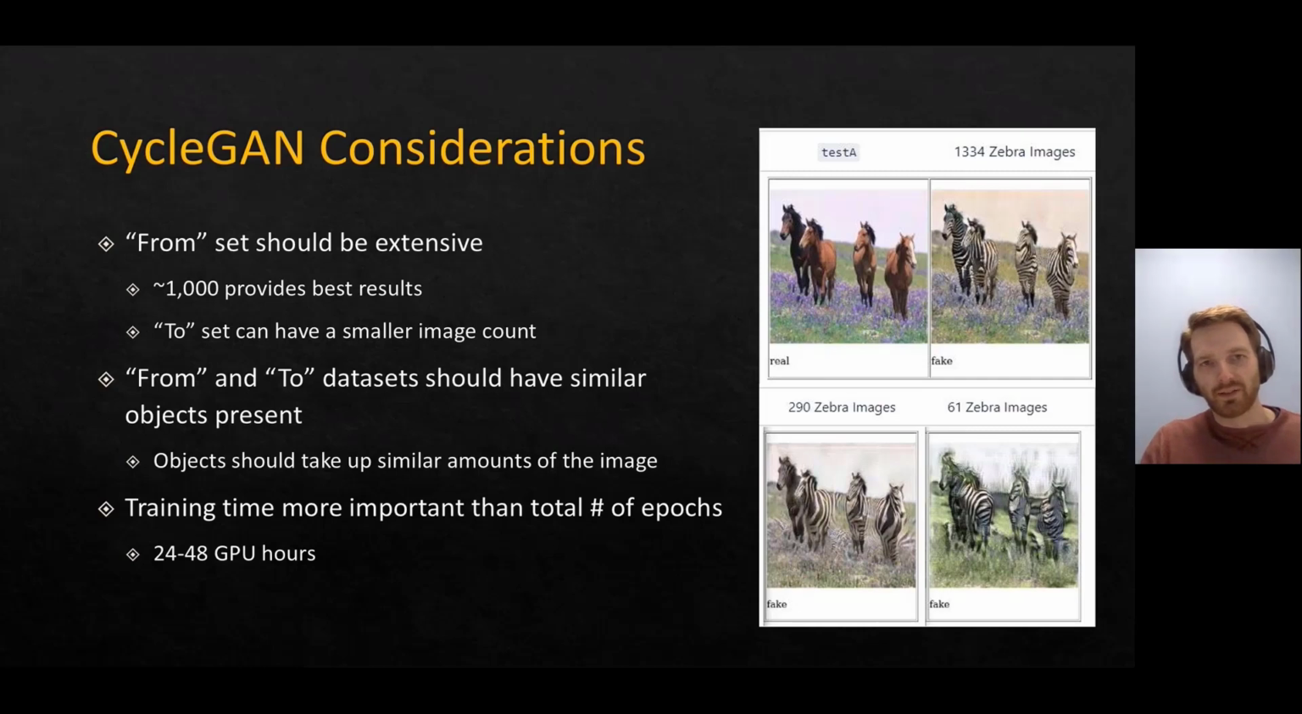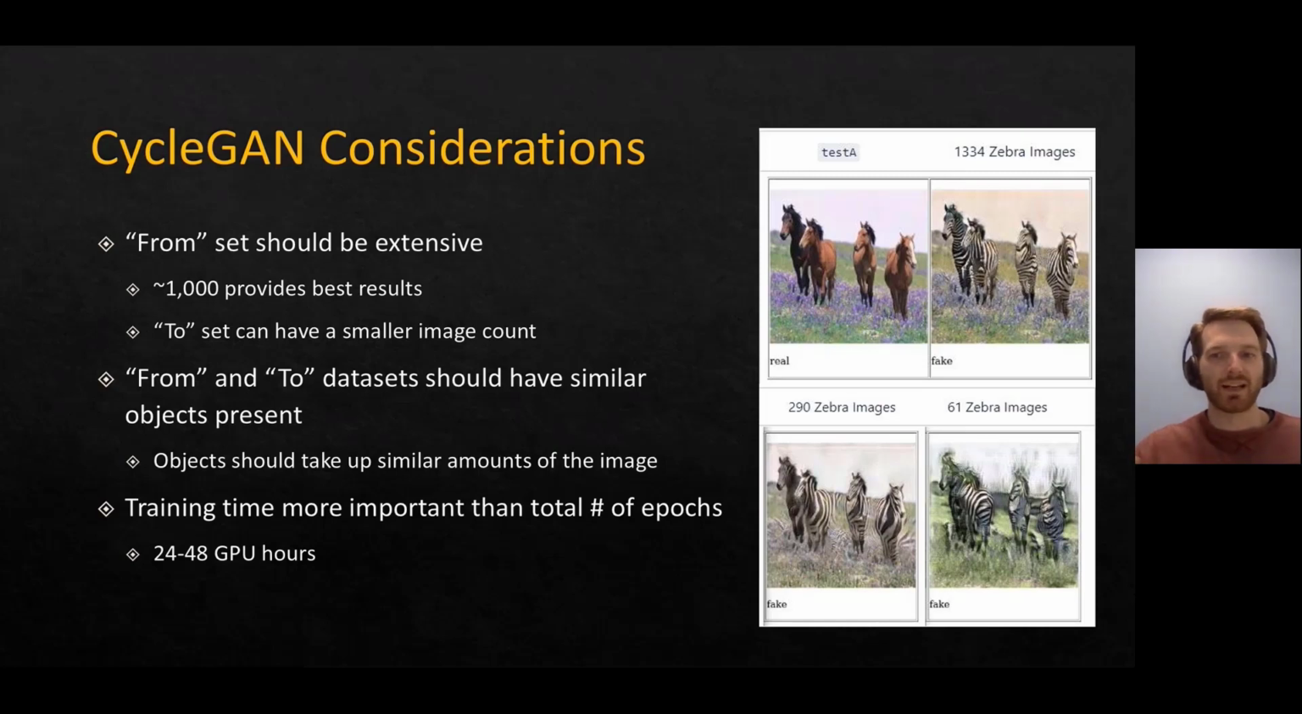And similarly, you want to make sure that the from and the to sets of datasets have those similar objects present that you're interested in, whether it be different types of houses or features of a face, things like that. And those objects should take up a similar amount of the image.